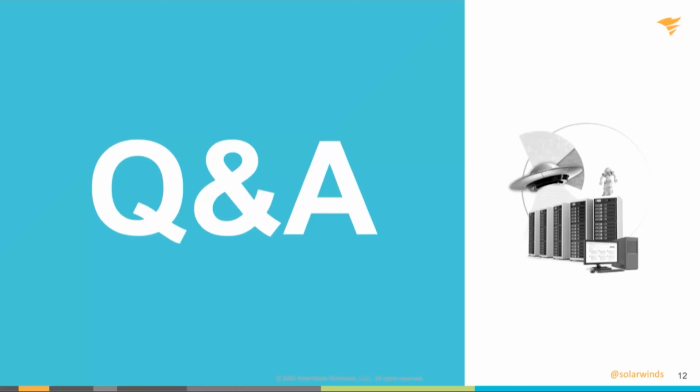Okay, just got two more questions here. How far back can you go to compare a service issue?